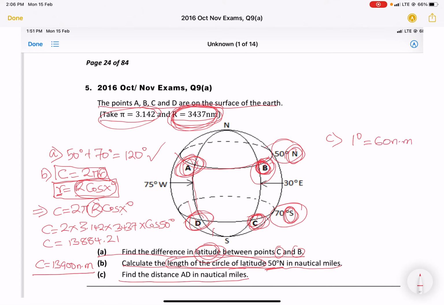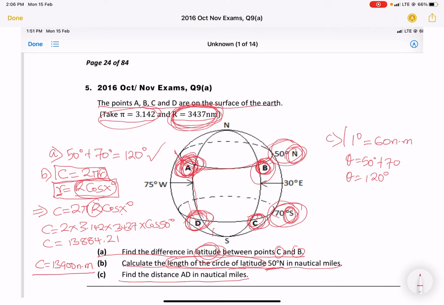So it is distance AD. Let's find the theta. A is on latitude 50 degrees north, and then D is on latitude 70 degrees south. North and south will add because they are different poles. So 50 plus 70. What is 5 plus 7? That's 12, so it'll be 120 degrees.